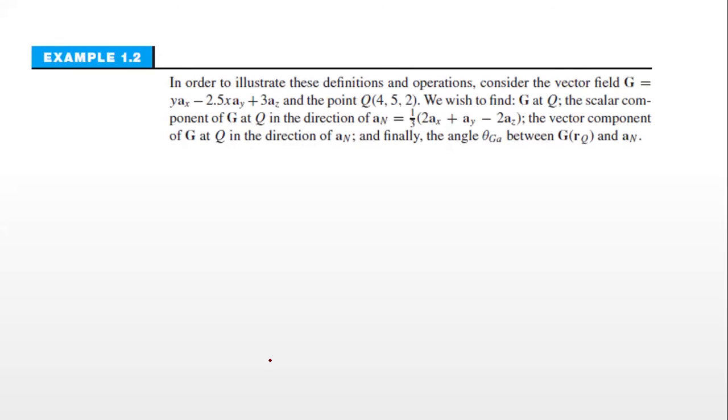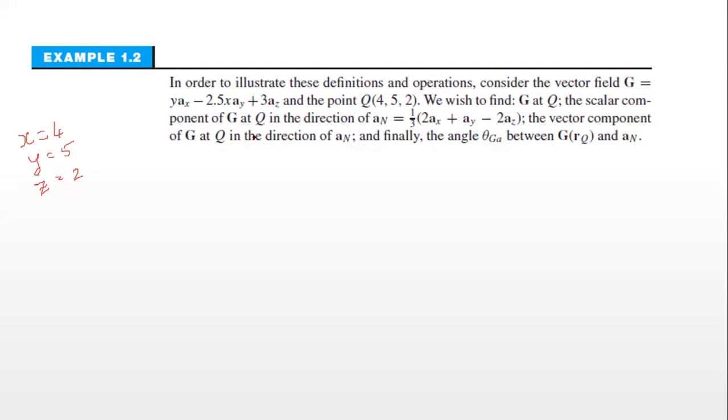So we will quickly see one example. You will understand the vector fields as well as the dot product. As I said, here we have the vector field G, which is given by y ax minus 2.5x ay plus 3az. This is the vector field G, and there is a point Q (4, 5, 2). That means x is equal to 4, y is equal to 5, and z is equal to 2 at the point Q. We want to find G at this point Q.